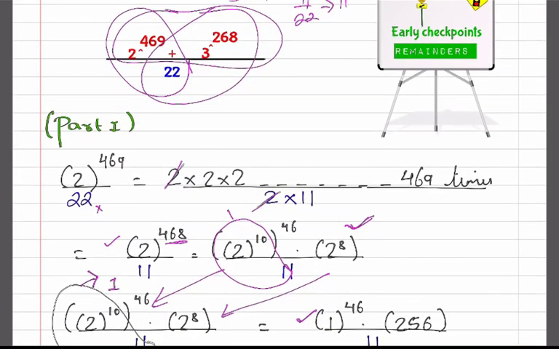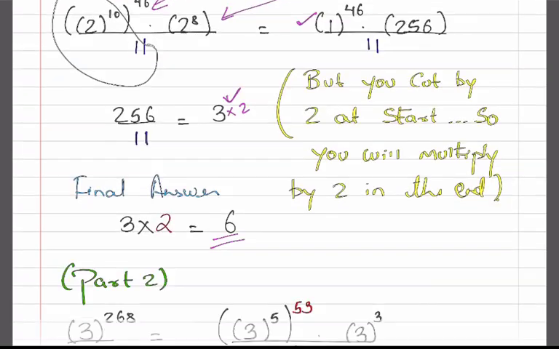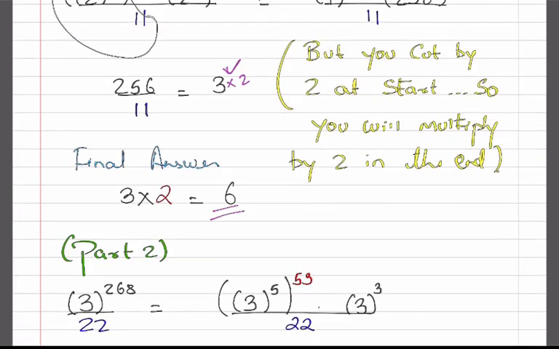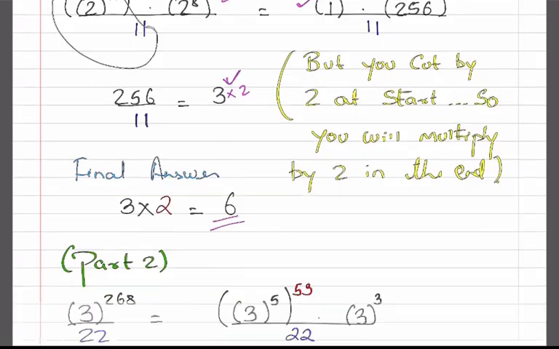Okay, so I got the remainder for my first part, which was given to me as 6. Now I need to find the remainder for the second part. So let's move on to here. This is my part 2, which is 3 raised to 268 divided by 22.